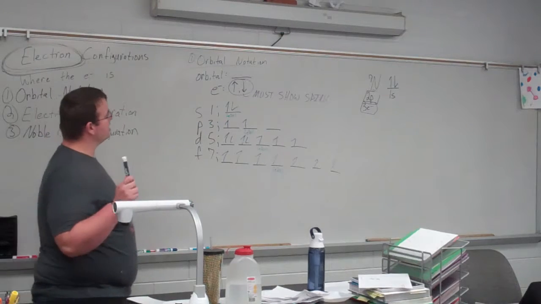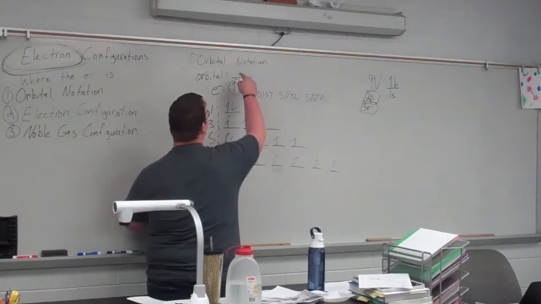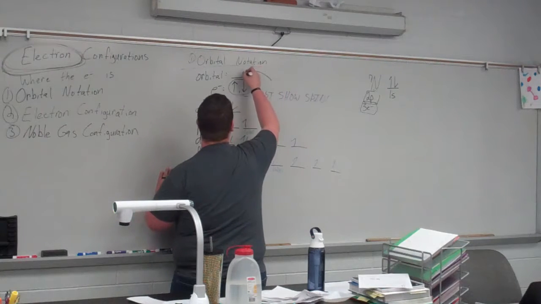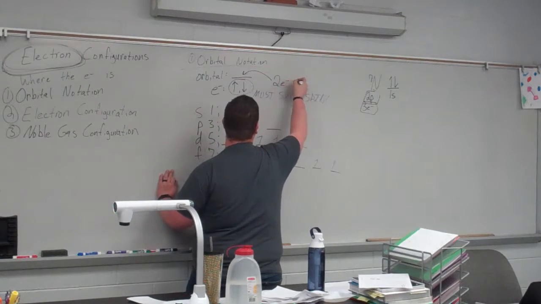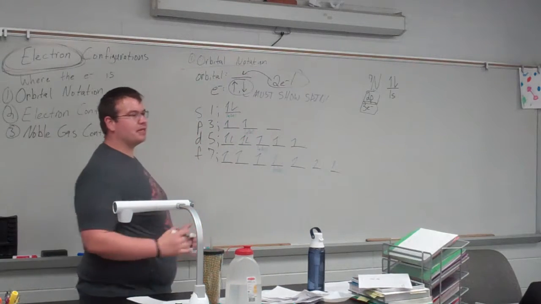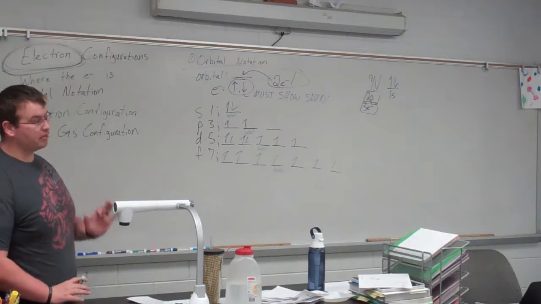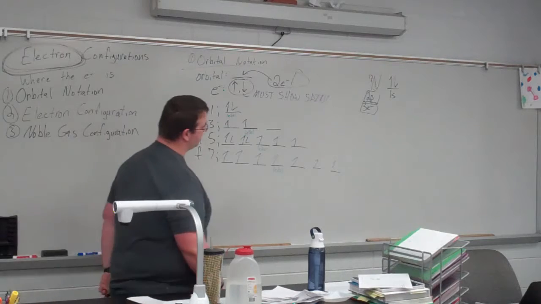And within that, it's important to know that every orbital can only have 2 electrons. It's the maximum it can hold. It cannot hold any more. It doesn't have to hold 2, but the maximum it can hold is 2.